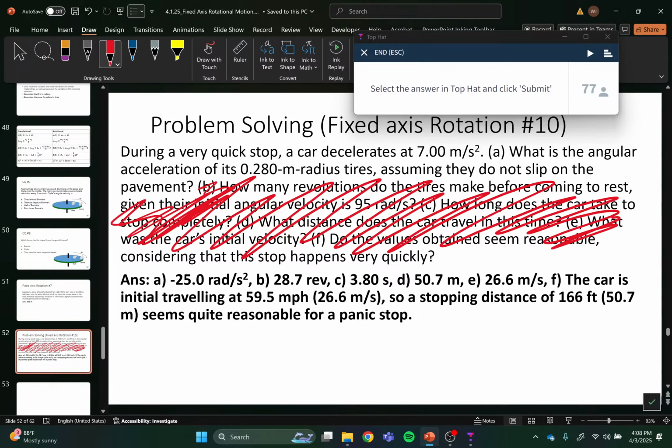During a very quick stop, a car decelerates at 7 meters per second squared. What is the angular acceleration of its 0.28 meter radius tire, assuming they don't slip? Try it. What am I solving for? What's given? Try it out. Don't worry about the rest of the problem. We're not there yet.